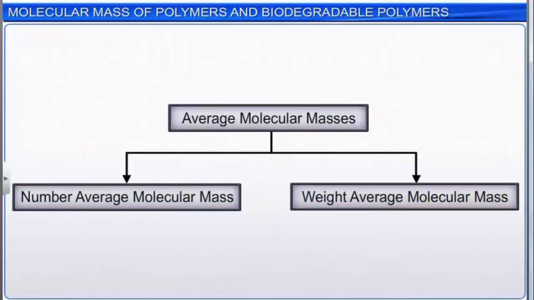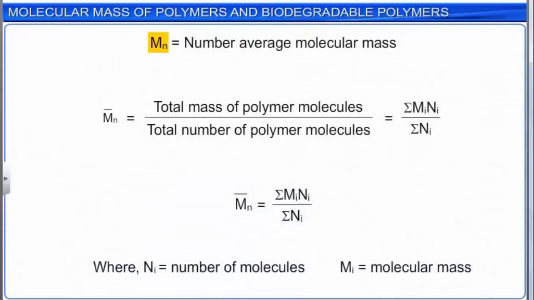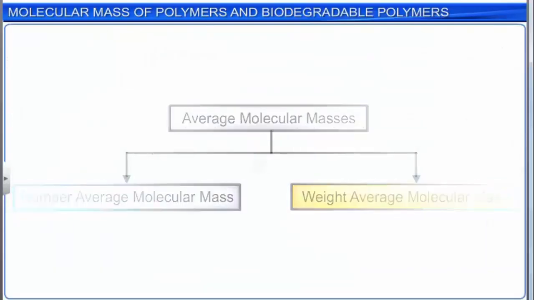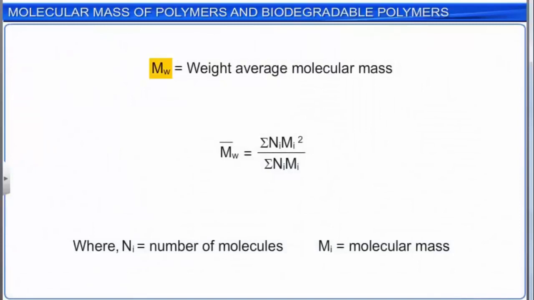Number average molecular mass Mn is essentially an arithmetic mean. To calculate number average molecular mass, find the total mass of polymer molecules and divide it by the total number of polymer molecules. Weight average molecular mass is indicated by Mw. The formula to calculate Mw is given here.